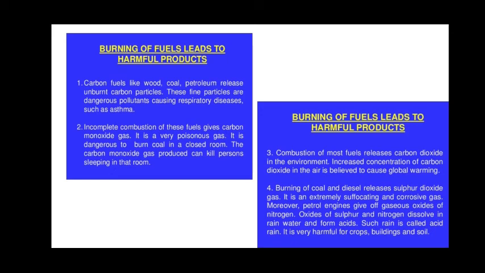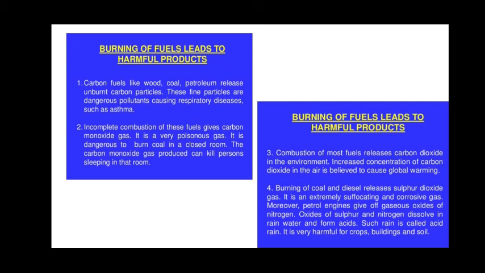The next one is that burning coal and diesel releases another harmful gas, sulfur dioxide, which is highly suffocating and corrosive. Moreover, petrol engines give off nitrogen dioxide, another dangerous gas, which is a main cause of acid rain. It is very harmful for crops, buildings and soil. So global warming, acid rain and the greenhouse effect are all results of the harmful products released during combustion.